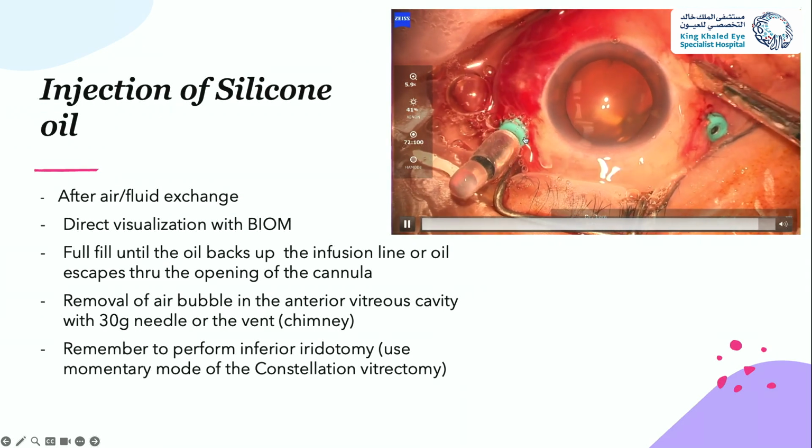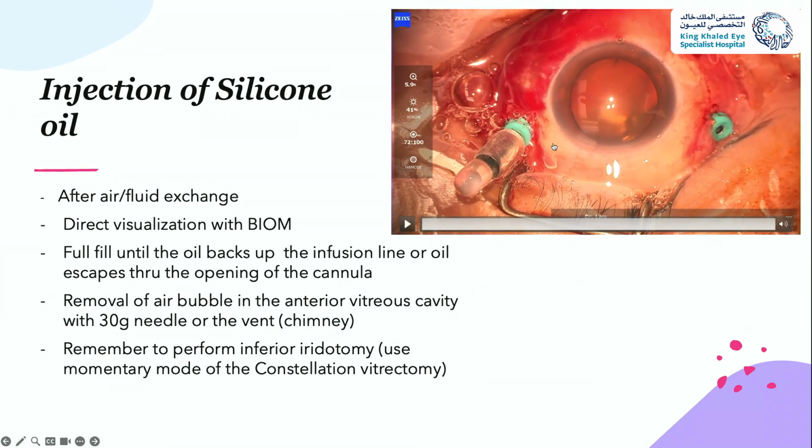If you don't use the chimney, some people use a 30 gauge needle to tap the air bubble at the end and then fill it. This way you'll be able to have 90 to 100% fill, because often, when you still have the air infusion, you may not be able to fill the eye completely with the silicone oil. And for a patient who's aphakic, it's useful to remember to do an inferior PI to avoid any pupillary block at the end. So that's the insertion.